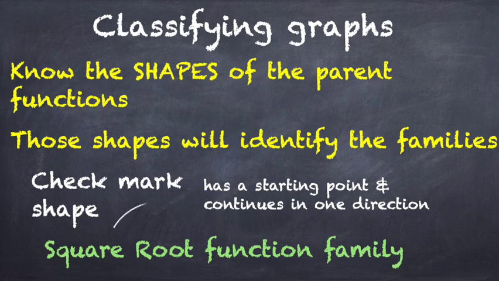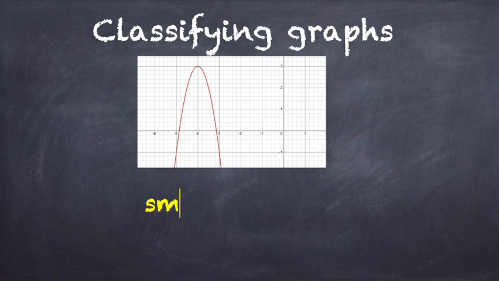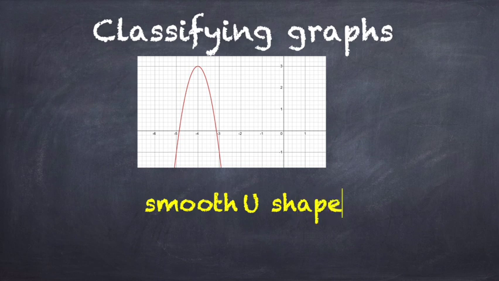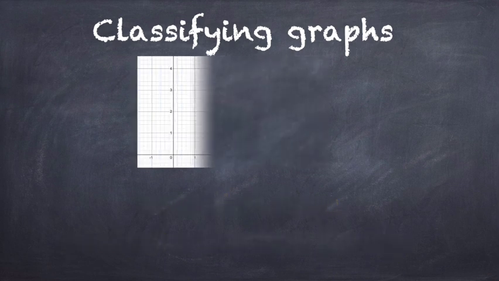All right. Now, next we're going to try this again, classifying our graphs. The first graph that we get is a U shape. It's smooth. I don't care that it opened down. It's the quadratic function. I don't care if it opens down, opens up, is fat, or is skinny. It's a U. It's smooth. It's a quadratic.